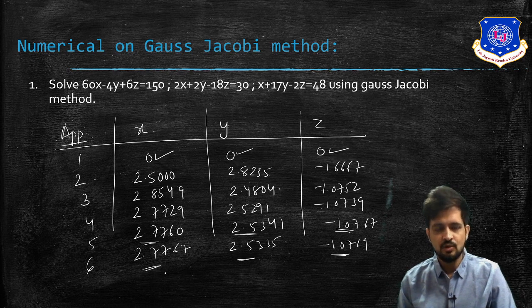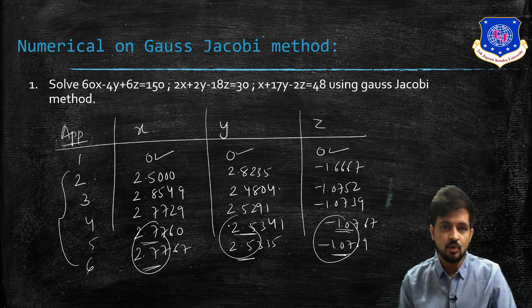See, here the solution will be very long. So what you have to do? Solve up to 6 iterations, or you can stop if the two digits after the decimal point have become the same.